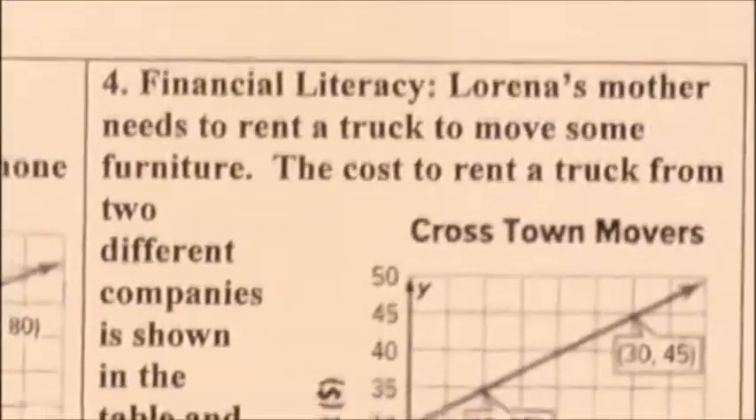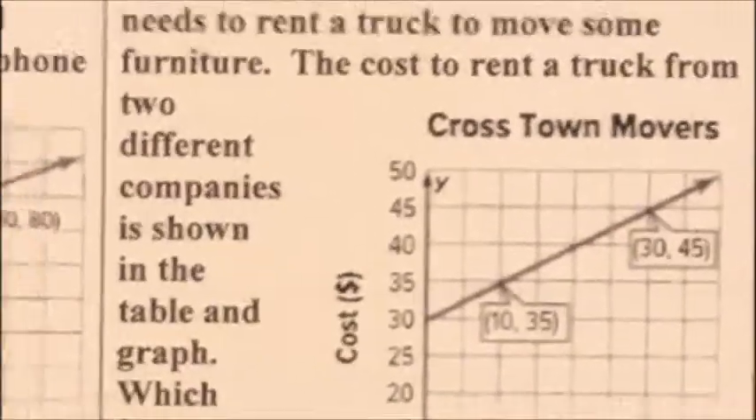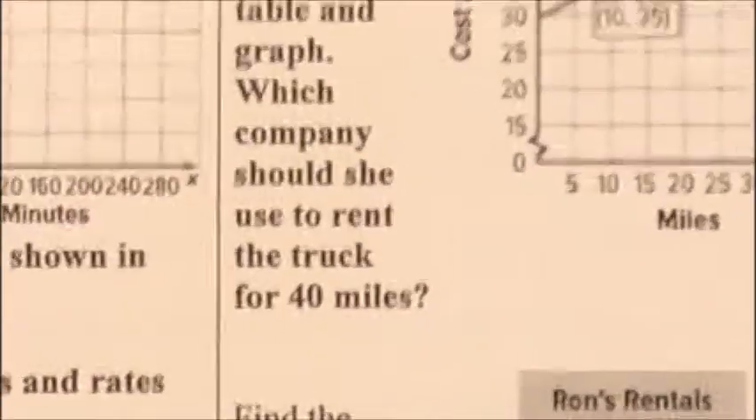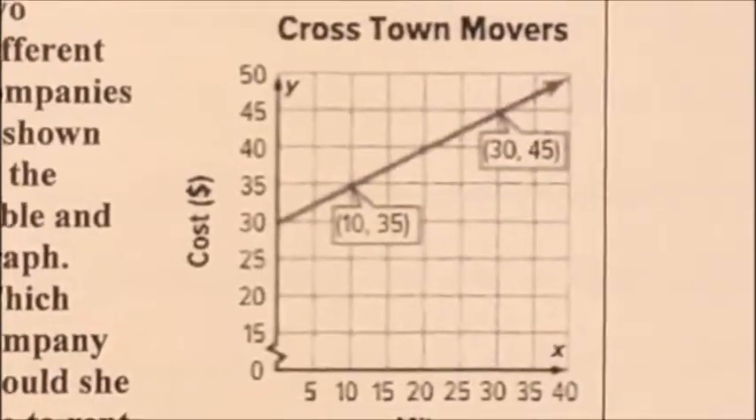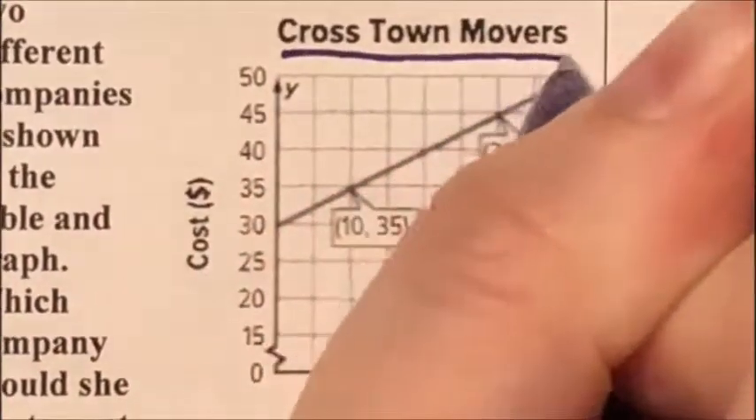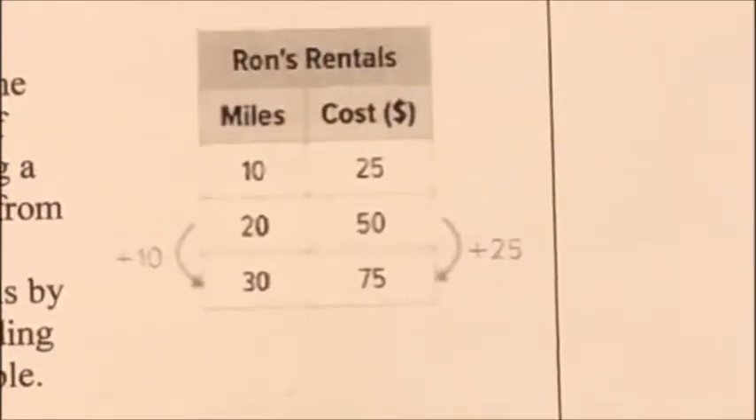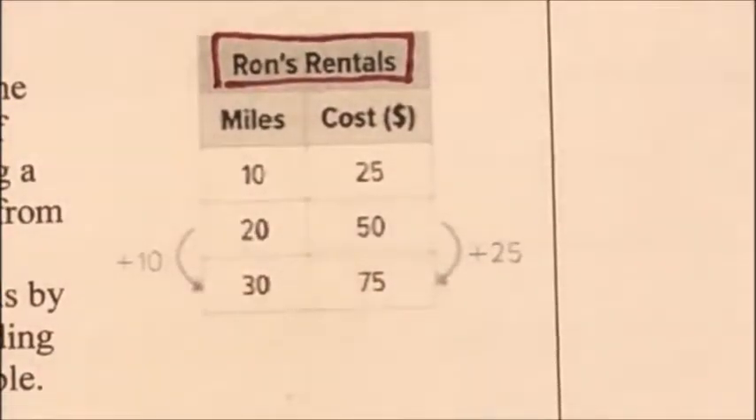Number 4, financial literacy. Lorena's mother needs to rent a truck to move some furniture. The cost to rent a truck from 2 different companies is shown in the table and graph. Which company should she use to rent the truck for 40 miles? Okay, so here's my graph. So that's for Cross-Town Movers. They're going to be purple. Okay, and then here's my table for Ron's Rentals. They're going to be pink. Okay. So I have my 2.